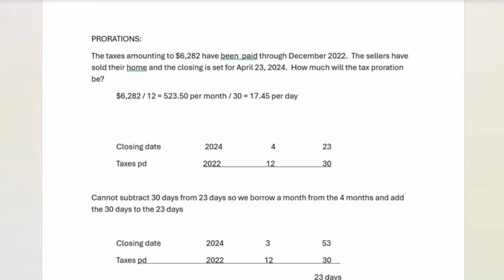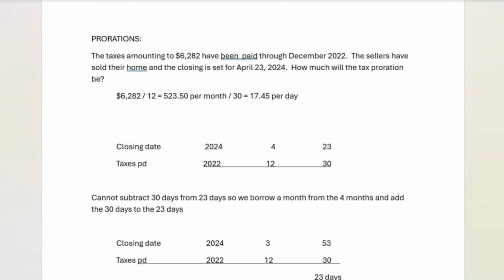So they lived in the property in this example for 1 year, 3 months, and 23 days and have not paid the taxes. What that means is that the seller will have to give a credit to the buyer at the closing for the amount of time they lived and owned the property and have not yet paid the taxes.